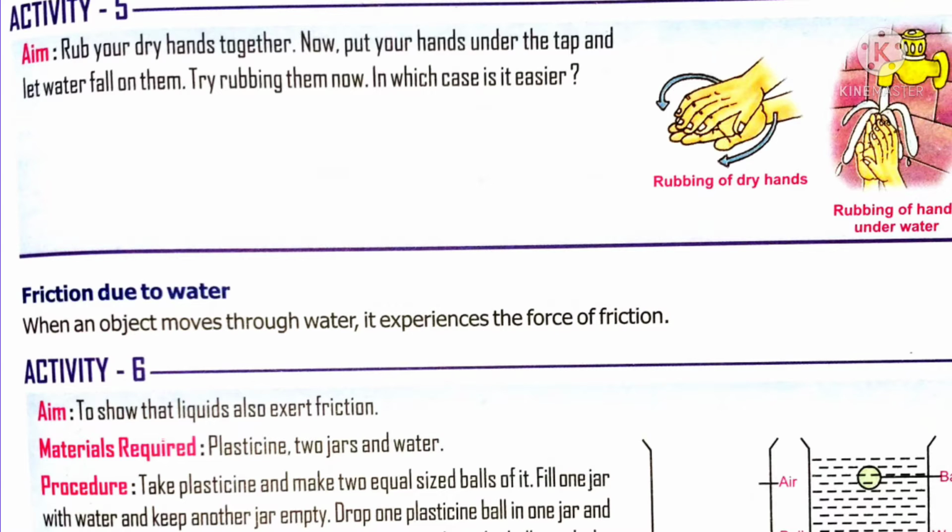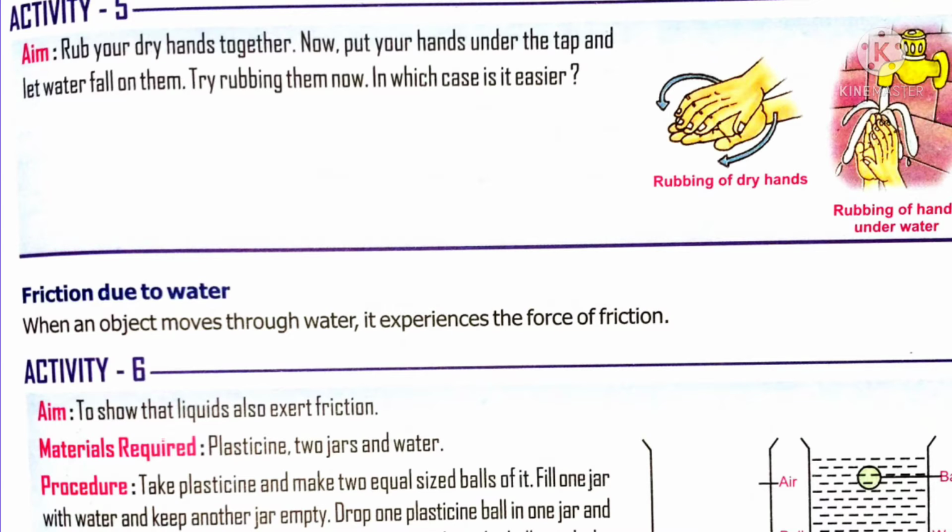Here is another activity, Activity 6, to show that liquids also exert friction. The materials required: you are going to make two equal sized balls with the help of clay. Which type of clay? Plasticine clay. Fill one jar with water and keep another jar empty. Drop each plasticine ball in each jar. What will happen? Which ball reaches the base of the container? Definitely it is the empty jar in which air is present.